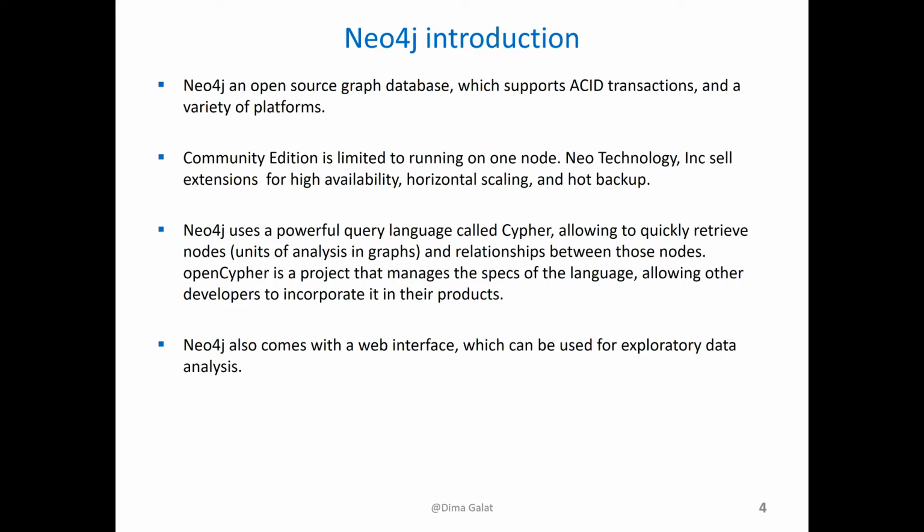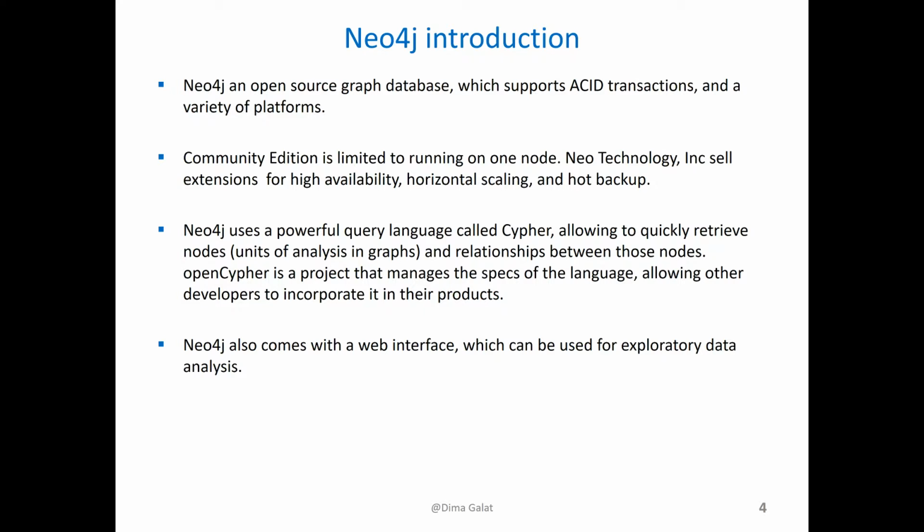Neo4j is an open-source graph database which supports ACID transactions and a variety of platforms. Community Edition is limited to running on one node, but Neo4j technologies sell extensions for high availability, horizontal scaling, and hot backup. Neo4j uses a powerful query language called Cypher, allowing you to quickly retrieve nodes and relationships between those nodes.